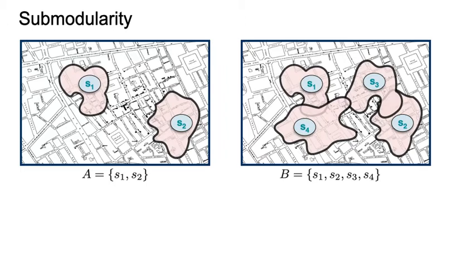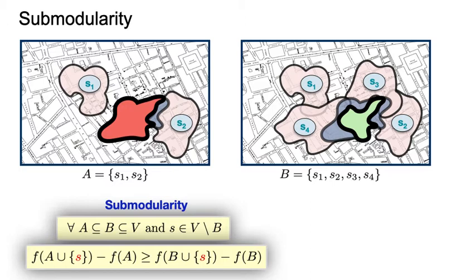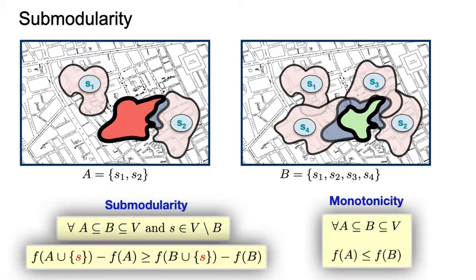More formally, a function f is submodular if for all sets A and B, where A is a subset of B, the marginal gain of adding a new element S to set A is at least equal to the marginal gain of adding that element to set B. The submodular function f is monotone if by adding new elements to a set A, its utility only could increase.